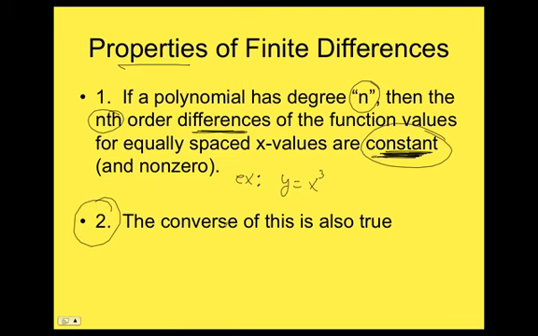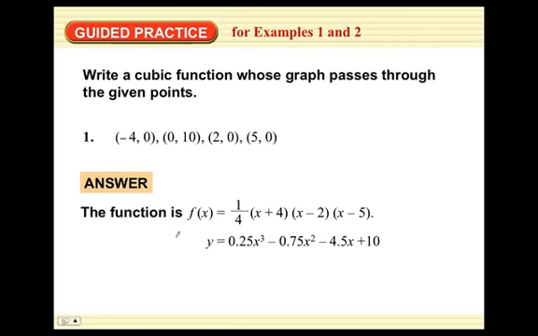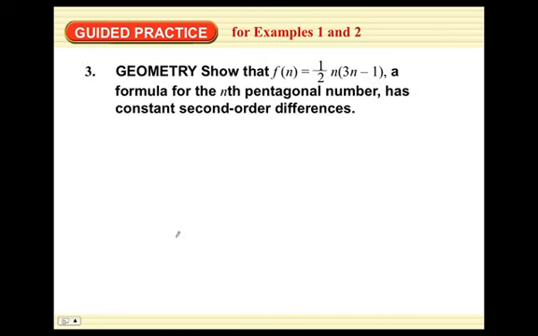Then the second property, the converse is also true, meaning this: if you see first order differences, second order differences, third order differences, and you see, oh, I got all 2's for third order differences, that means it has degree n, or degree 3. That's what I was showing you before. Finite differences basically tells you the degree of the polynomial. You can practice some of those on your own.